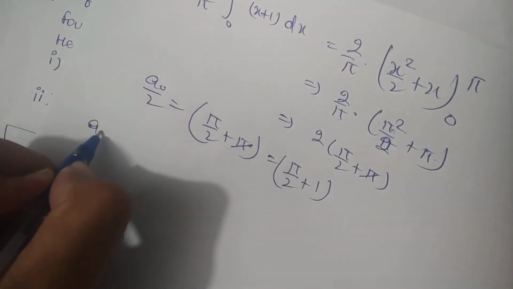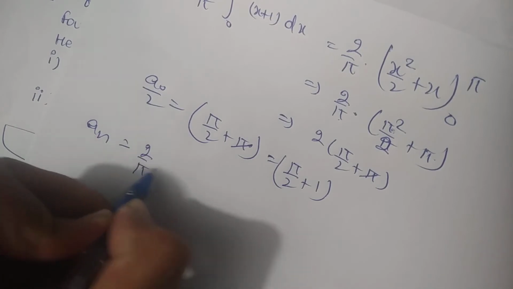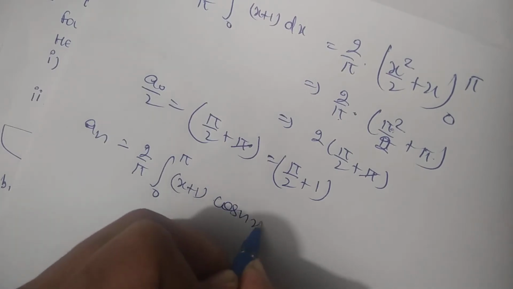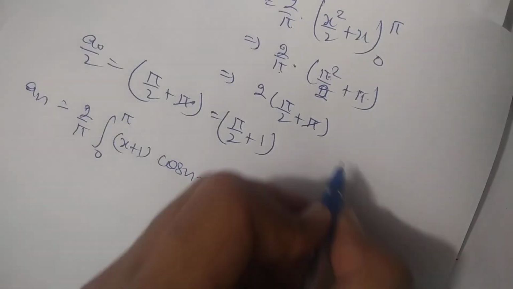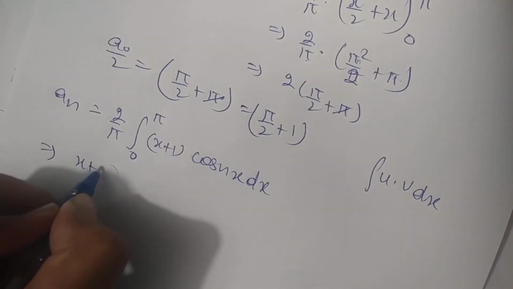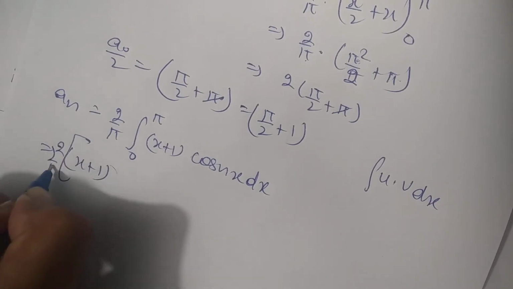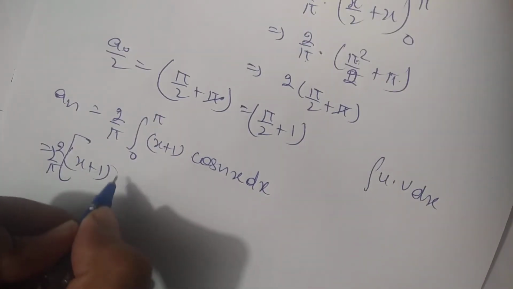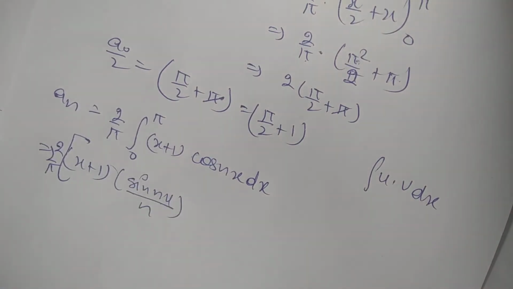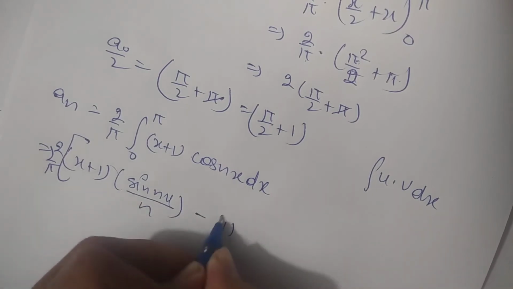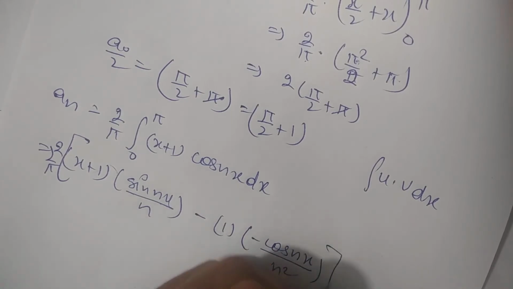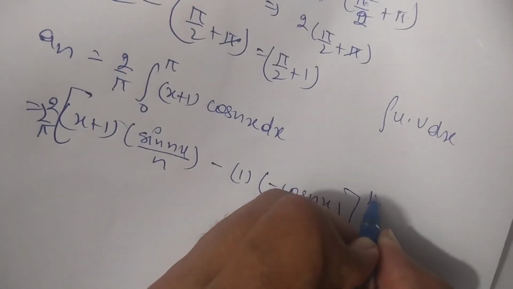Now to calculate the value of an, we know the formula is 2 by pi integration from 0 to pi, the function is x plus 1 and cos nx dx. So again I will apply the formula of integration of u times v dx. So this value will turn into x plus 1 as it is, and 2 by pi outside I will put, and inside cos nx. Integration of cos nx will be sin nx by n, minus the differentiation of the first function, which will be 1 only, and integration of the second function, which will be minus cos nx divided by n square. Now putting the values from 0 to pi.